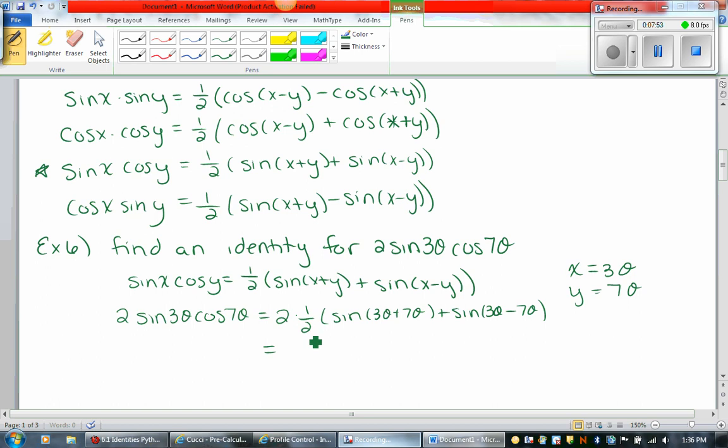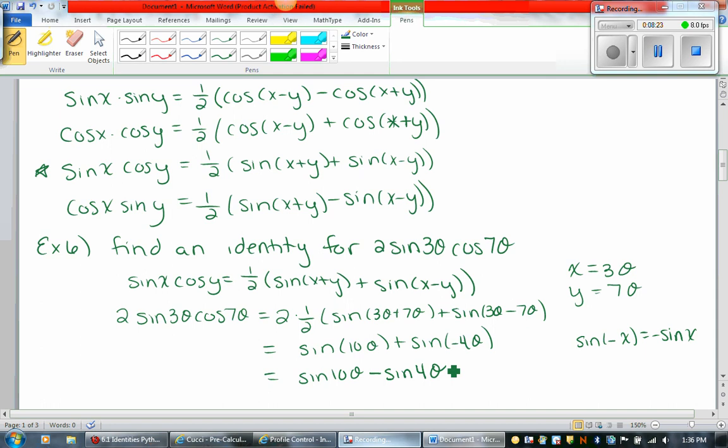Okay, so this reduces to 1, and I get sine of 10 theta plus sine of negative 4 theta. And since I know sine of negative x equals negative sine x, right? That's one of our identities from before. That's how we deal with that negative being in there. We can say that sine of 10 theta minus sine of 4 theta. Okay, so that's how we use that identity.